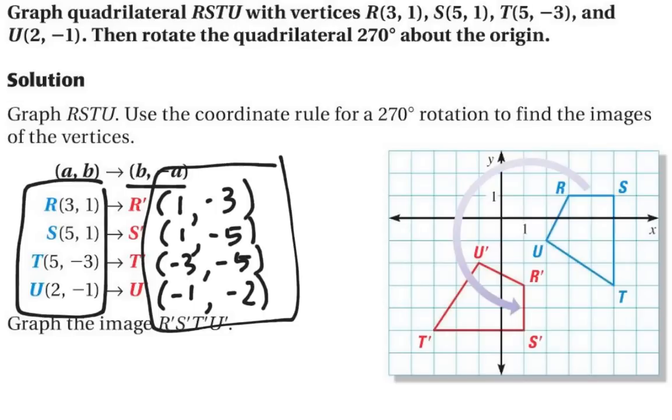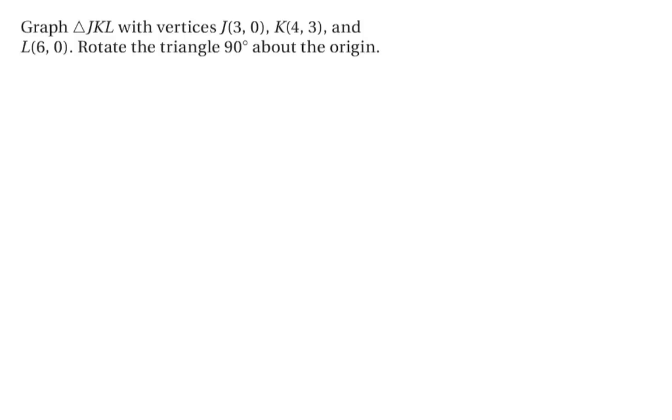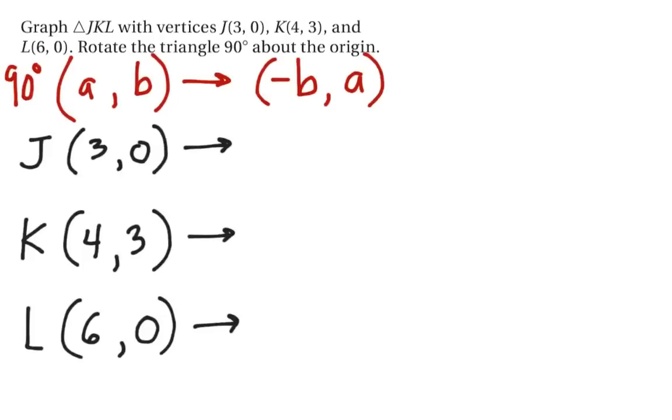Let's take a look at an example where we don't have a graph. Triangle JKL with vertices at 3, 0, 4, 3, and 6, 0. Rotate the triangle with a 90-degree rotation about the origin. Again, that's going to be counterclockwise. This time I had to set the little table up myself, but I've written down my rule in red there for the 90-degree rotation, that A, B gets mapped to negative B, A. So let's go ahead and apply that for my problem here.